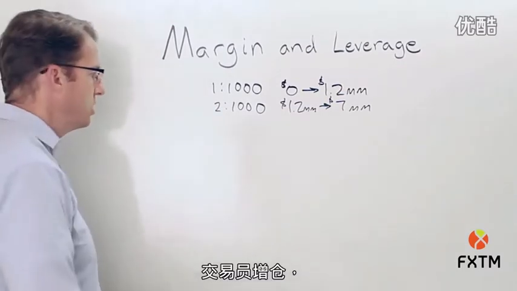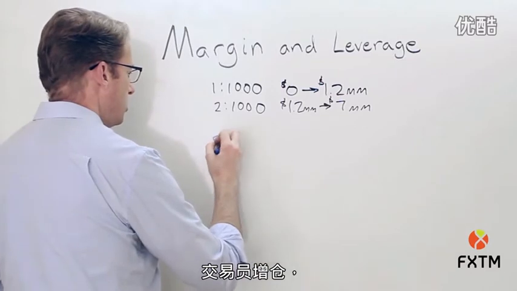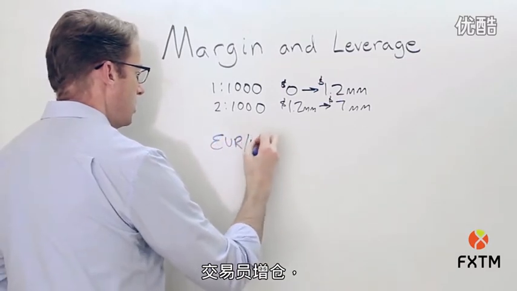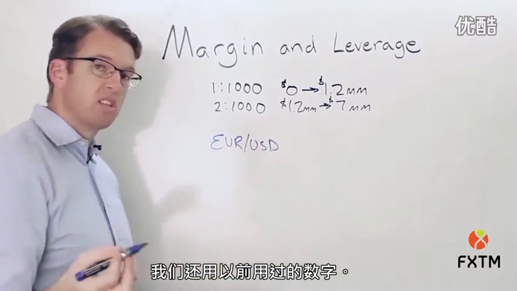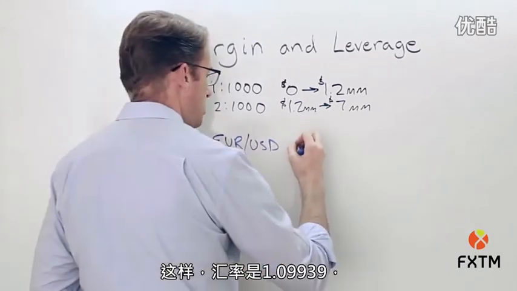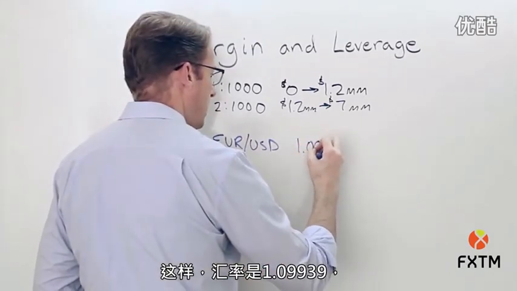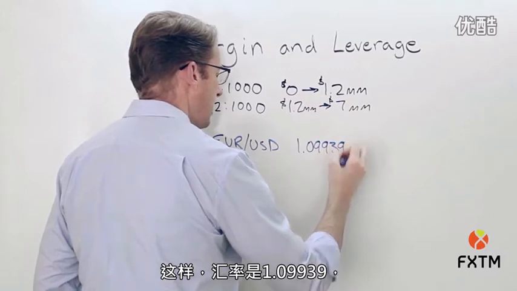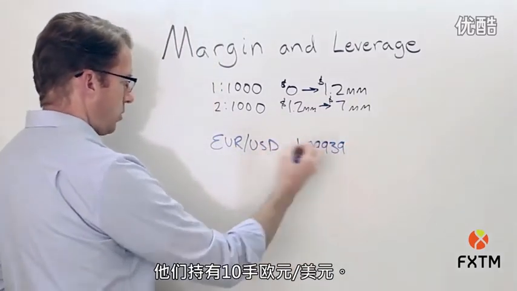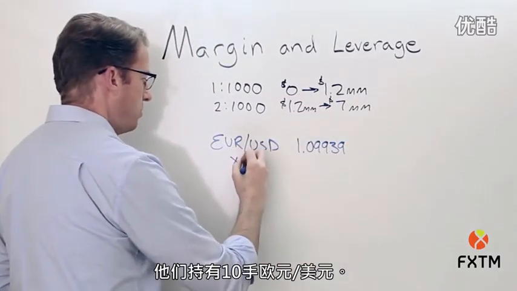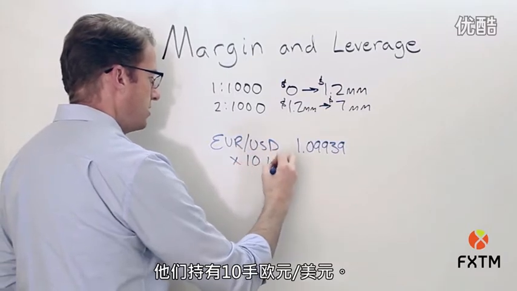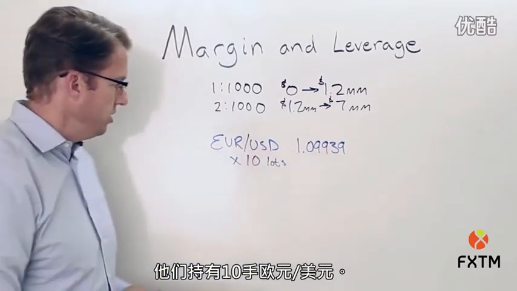So we'll start them out with the euro to the US dollar, and why don't we use those same numbers that we used before. So the exchange rate would be 1.09939. So that means, and here we're going to assume that they're holding a position of 10 lots of the euro US dollar. Now what do we know?